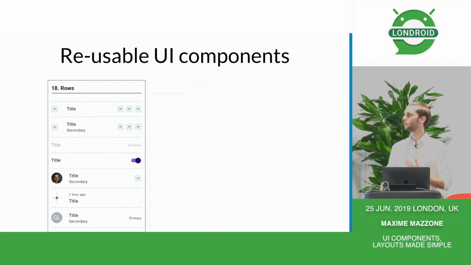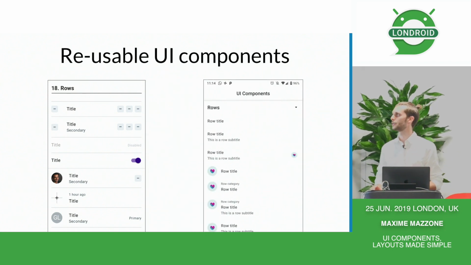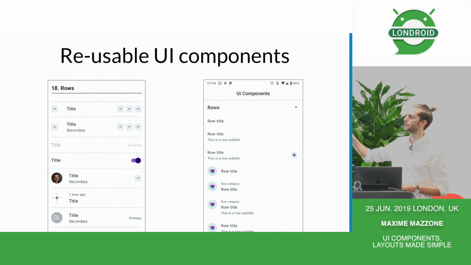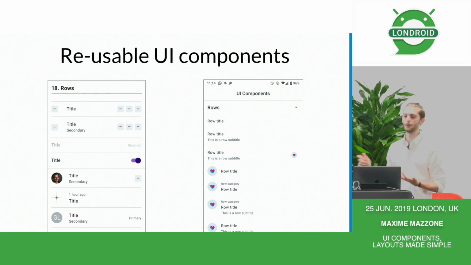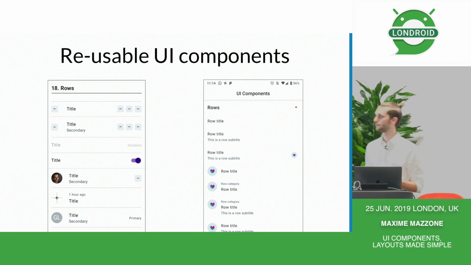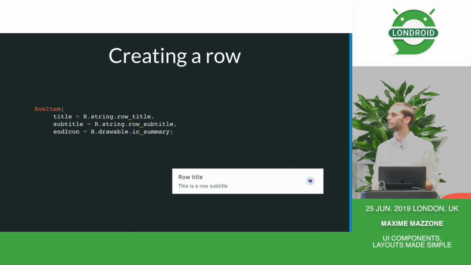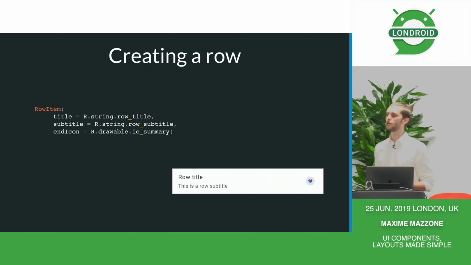And so what we did with the Android team is to create those UI components. Here you can see we have a list of rows with all different configurations, but they are all coming from the same layout file. So how do we do that? Well, to create a row, it's quite simple.